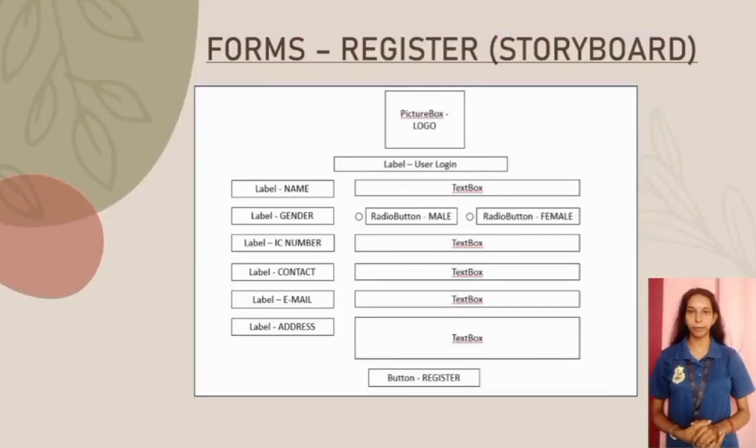This is our storyboard for the register form. We put a picture box on top middle, and then there is a label for user login. At the right side, we put 6 labels. They are name, gender, IC number, contact, email and address. At the left side, we include 5 text boxes and 2 radio buttons. For the label gender, we have radio buttons. They are male and female. Others are text boxes that we can see here. At bottom center, there is a button for register, so that we will know our registration was successful.